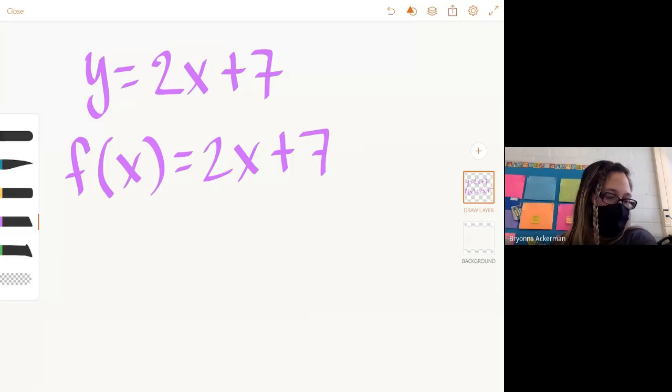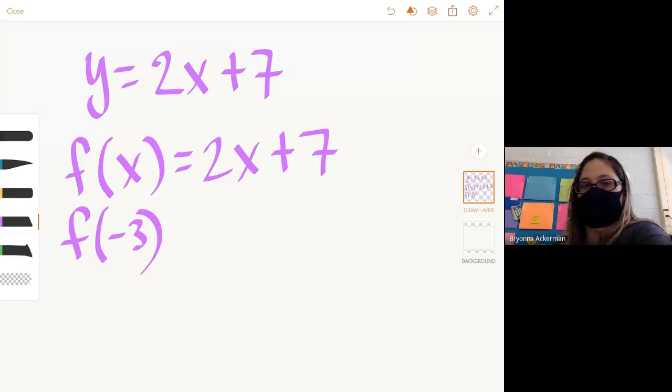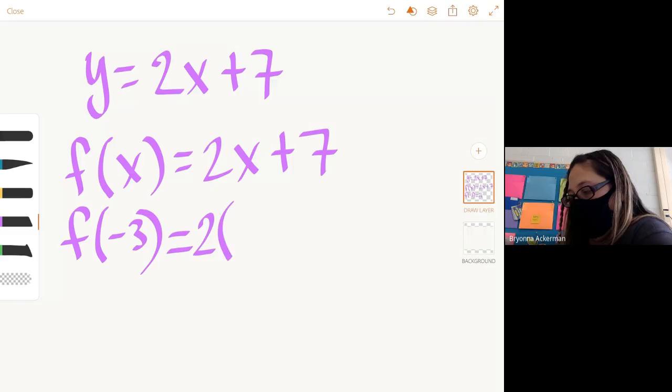So to write it as an input, let's say I just wanted to use -3. So for -3, I'm saying f of -3. What does that tell me to do? Replace the x with the negative. Plug in the -3 with the x. Perfect. So we're going to have 2 parentheses, and then we're going to put -3 in instead of x, plus the 7.